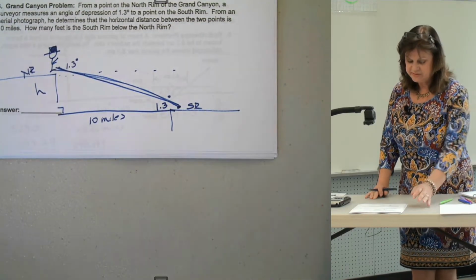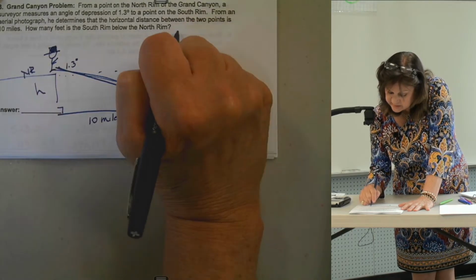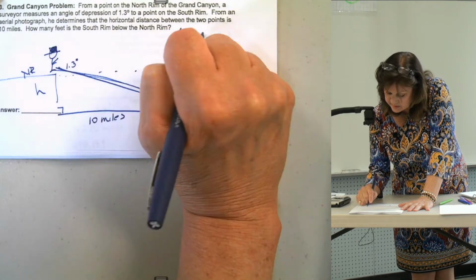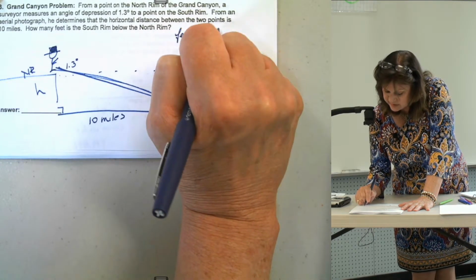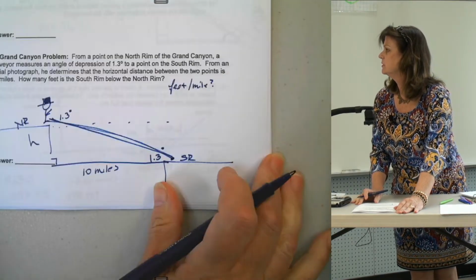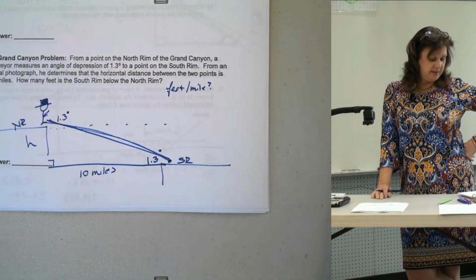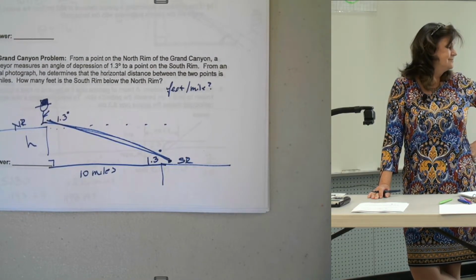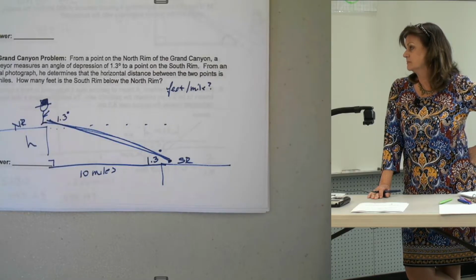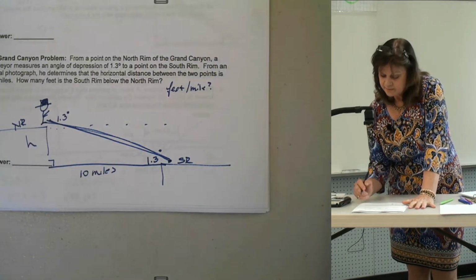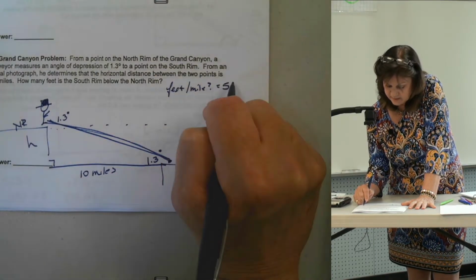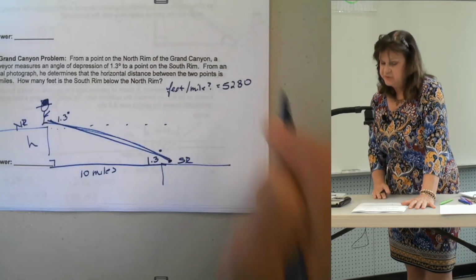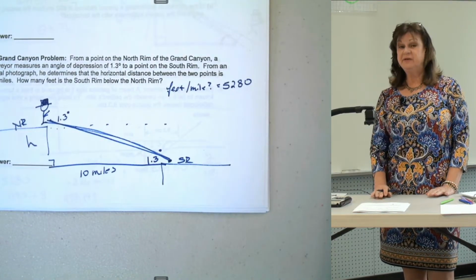I meant to ask you this earlier. How many feet in a mile? I meant to ask you that when we were doing the other problems. All right, look that up real quick. You should have 5,280 feet in a mile.